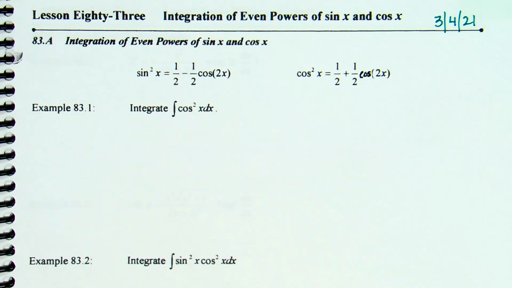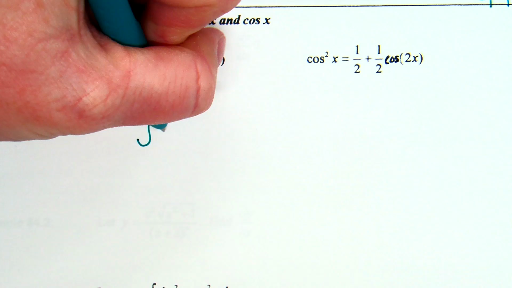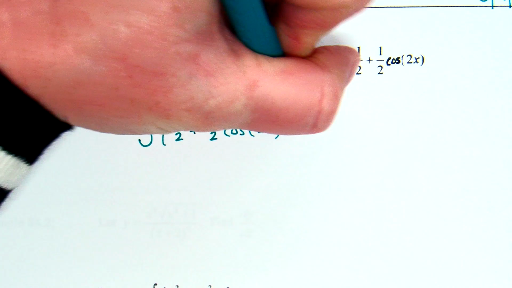Shall we try the first one? Okay, here we go. Integrating cosine squared x dx. So, if there was an extra sine x off to the side, we would be fine. Okay? We could use substitution or something. But because it's just a cosine squared x, and there's nothing to help with the chain rule, we're going to have to substitute. So, what am I going to substitute in for cosine squared x? Yeah, 1/2 plus 1/2 cosine of 2x. And then, of course, dx.